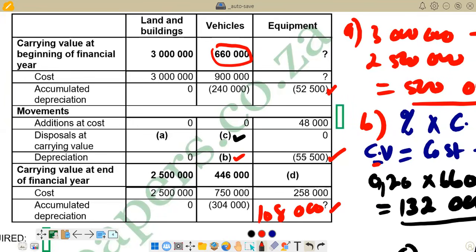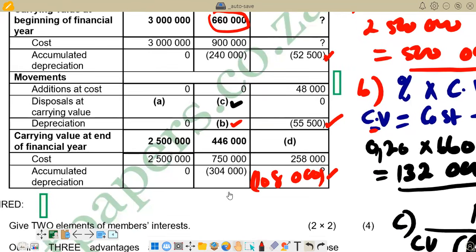So what does it mean now? We are now subtracting 258,000 minus 108,000. So basically, maybe you can summarize that one just beneath that. Here we are now saying 258,000, then we subtract 108,000. Then you get your net book value, which is T there.